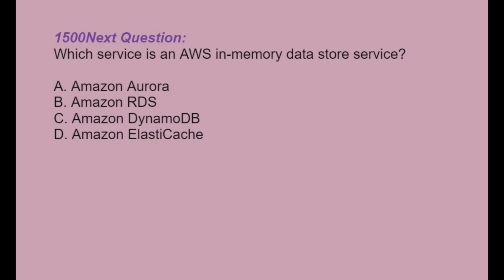Question is, which service is an AWS in-memory data store service? Option A. Amazon Aurora. Option B. Amazon RDS. Option C. Amazon DynamoDB. Option D. Amazon ElastiCache. Correct answer is option B.